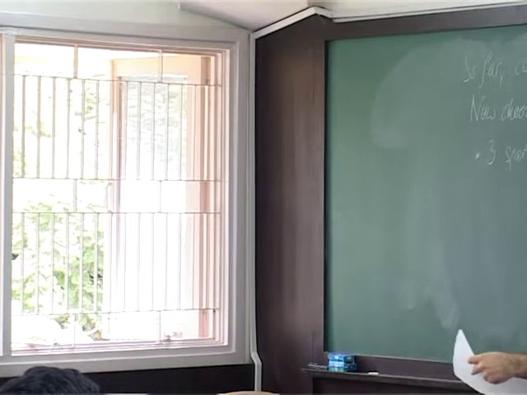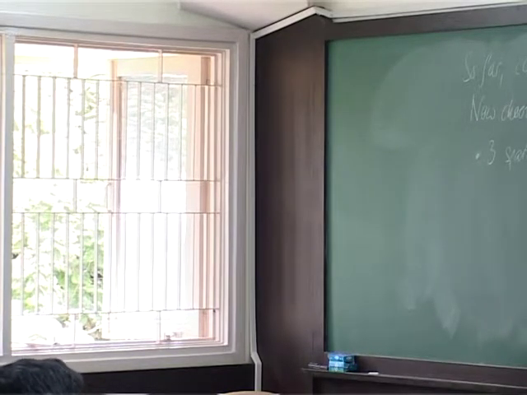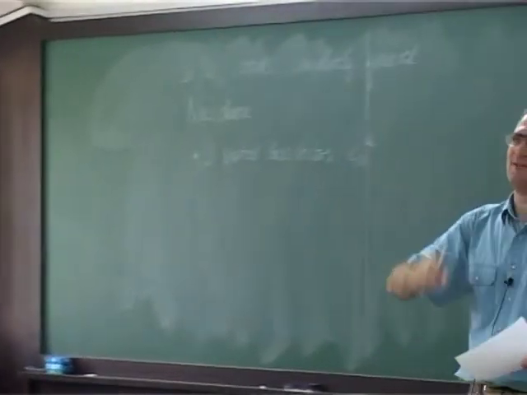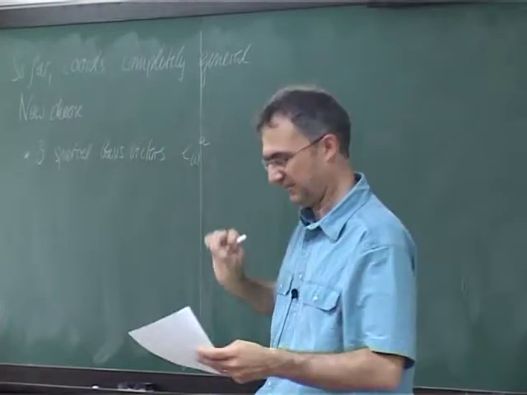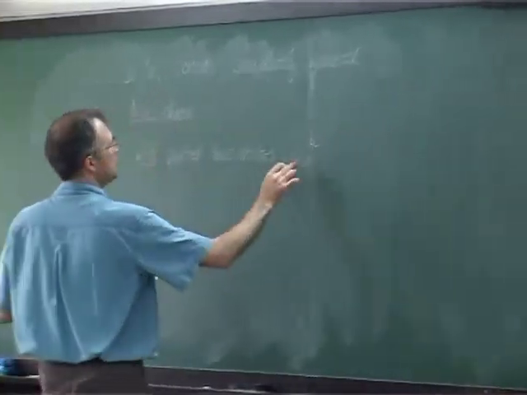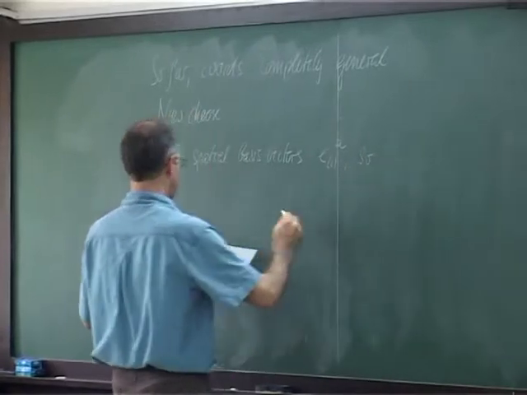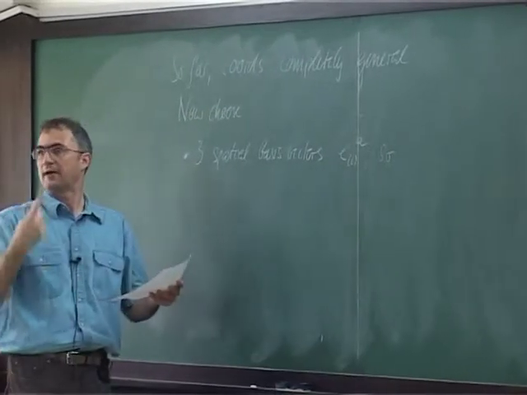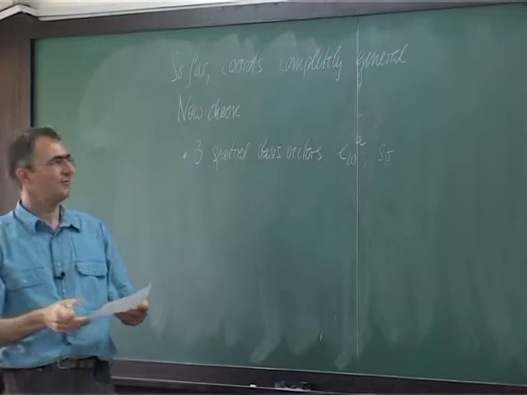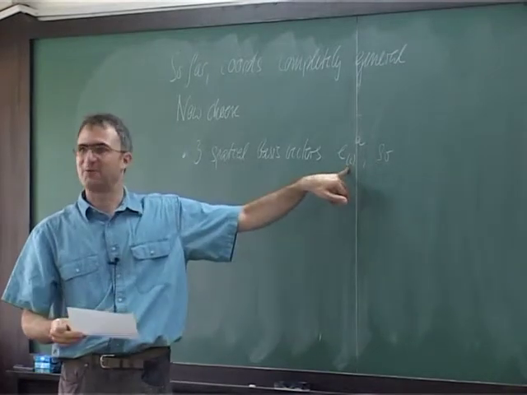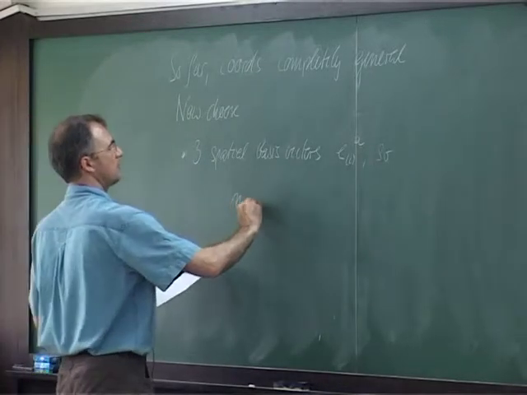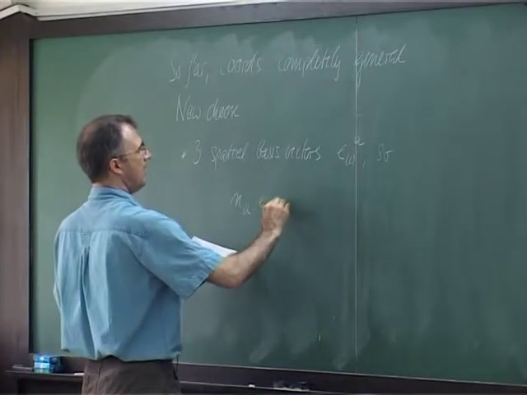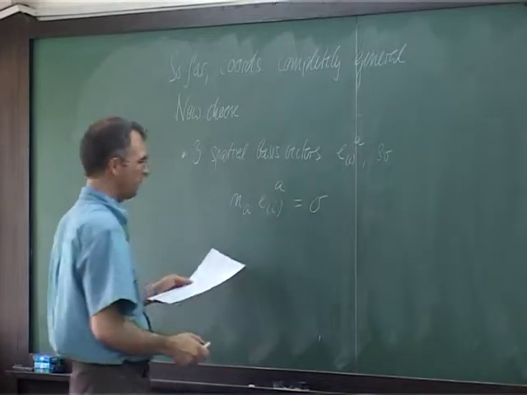I start by saying I want three spatial basis vectors, where this index i now covers only the spatial parts. i is 1, 2, 3. And I choose these so that they are spatial. How can I guarantee that? Well, the dot product of these basis vectors with the normal vector must be 0, right? So I want to make sure that n_a e_(i)^a equals 0.